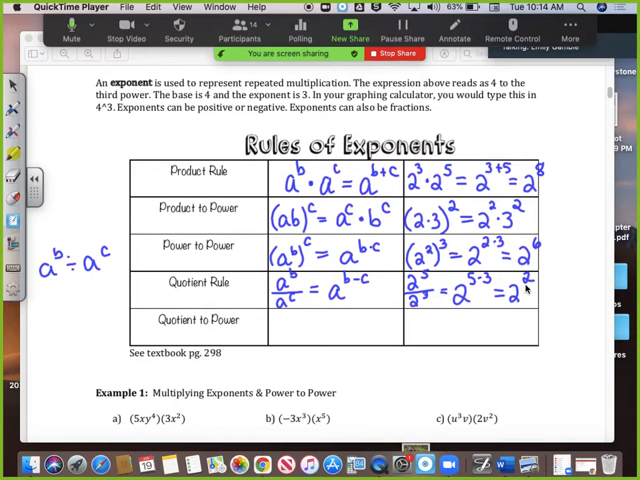I'm leaving it with the exponents just so you can see how it works, but if I wanted you to simplify further, you would then take your calculator and get the final answer by putting it in.